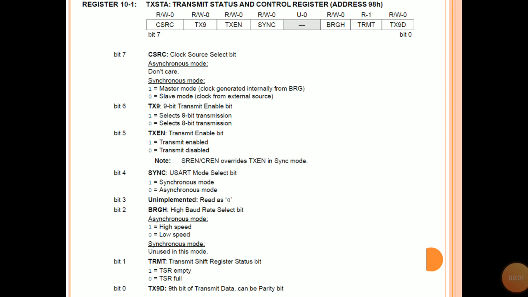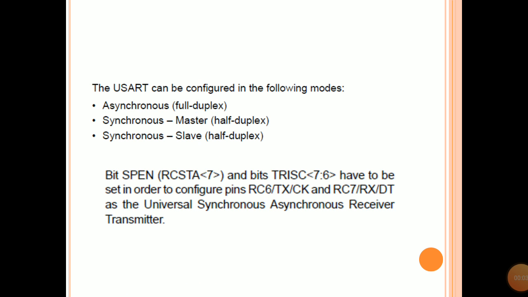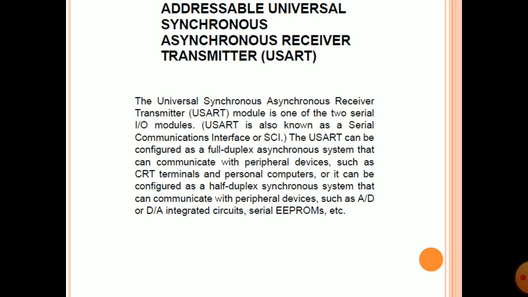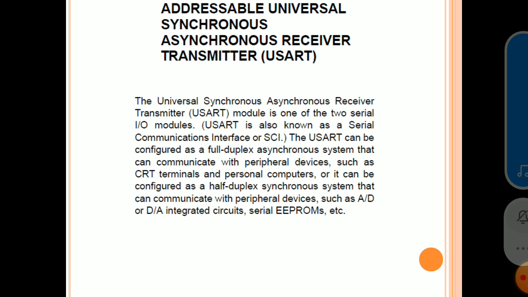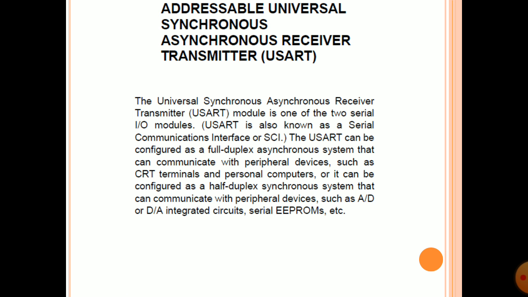Of the serial communication, that is USART, also called the Universal Synchronous Asynchronous Receiver Transmitter. The USART module is one of the two serial input/output modules. USART is also known as the Serial Communications Interface or SCI.